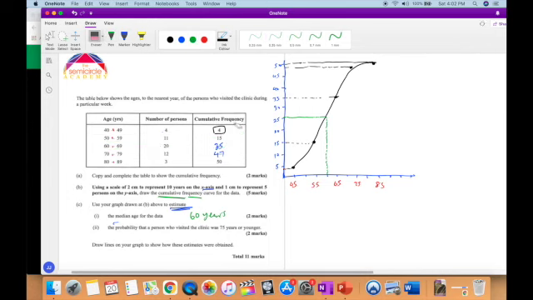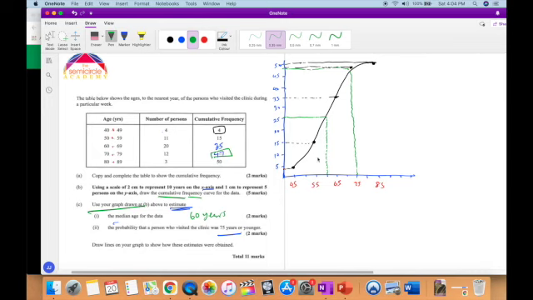And we did probability, yeah, we did. The probability that a person who visited the clinic was 75 years or younger. How do I find probability? I take the amount of people and I put it over the total amount of people. So 75 years or younger, they say use your graph. So 75 years, and this is just an estimate because my graph is horrible. We could see there that it'll match up with around the 47.